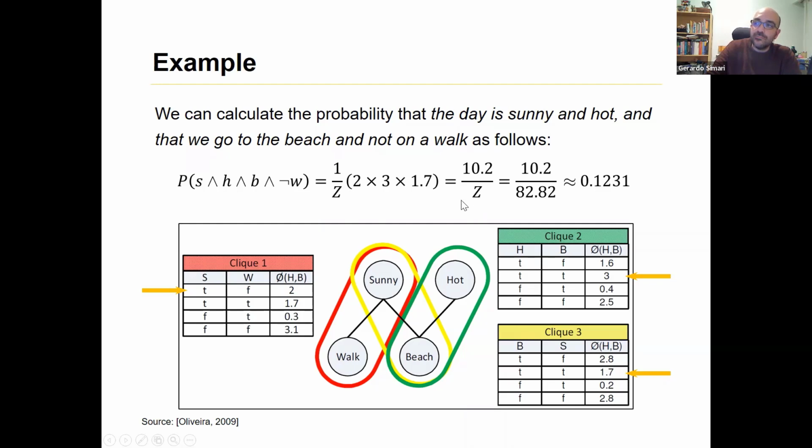And Z, there's another example in a bit where we'll see exactly how Z is calculated, but it's simply do this math, the 2 times 3 times 1.7 for each possible set of settings of these variables.